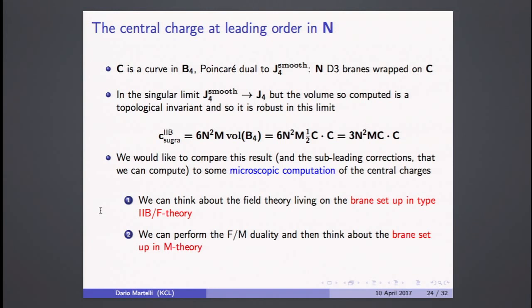So now that we have this result, we would like to compare this to some microscopic computation, and also the subleading corrections that in fact we can compute. So there are two routes. I will just mention that and then I will check my time. One route is to think about, again, type IIB. The other route is to perform a duality and go to M-theory and then think about M5 branes there.